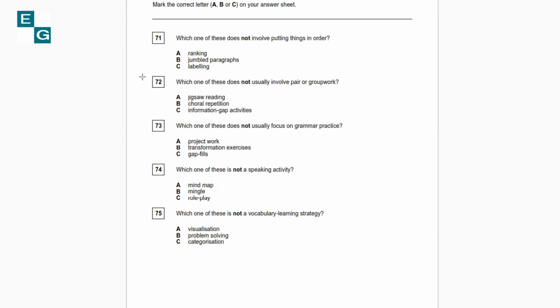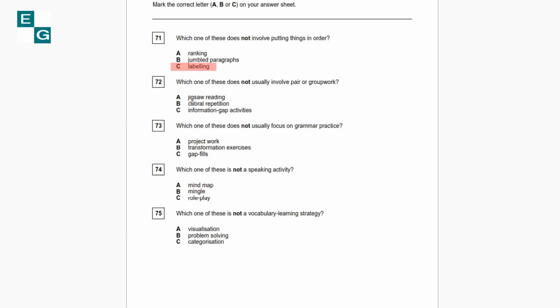So you can say ranking. You say first, second, and third. So you're ranking them. Jumbled paragraphs. Yes, with the jumbled paragraph activity, you need your students to tell you this is going to be the introduction, and after that, the main body paragraph, and then after that, the conclusion. So that's putting things in order. But labeling does not involve putting anything in order. You just label things, but you do not order them.